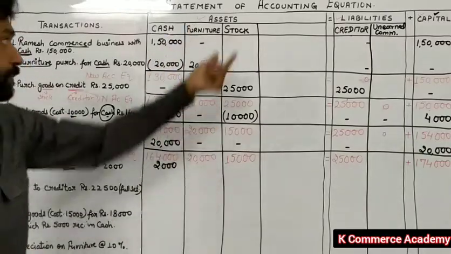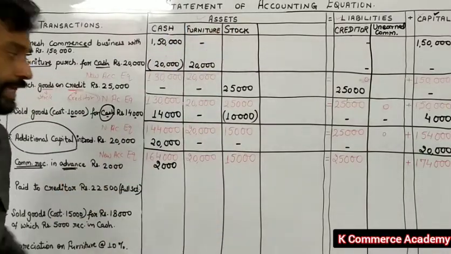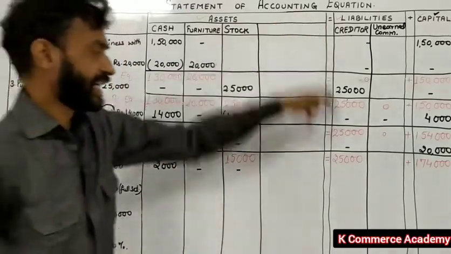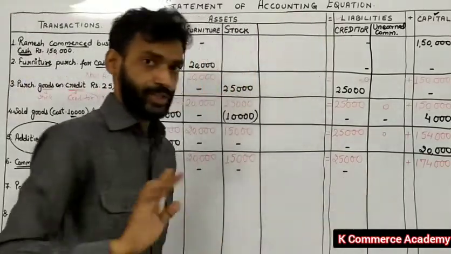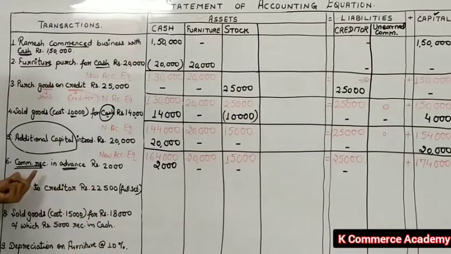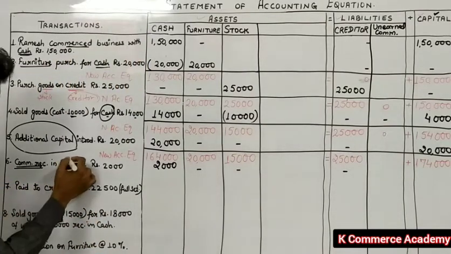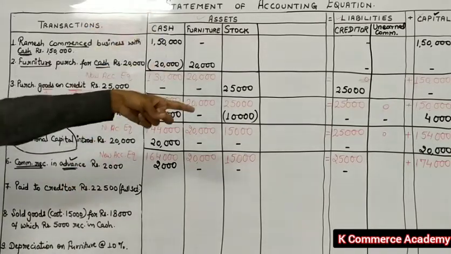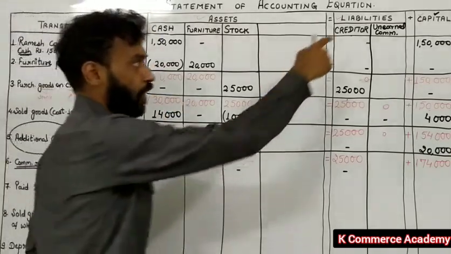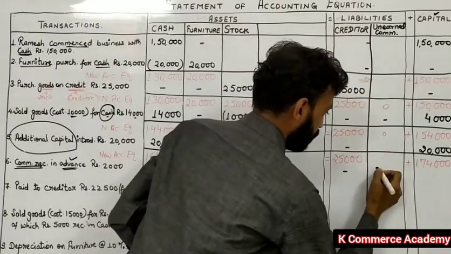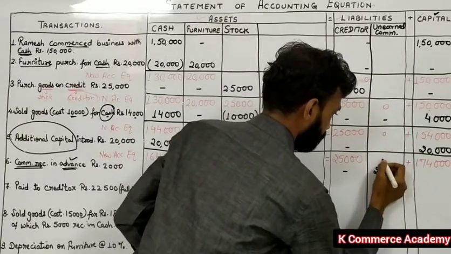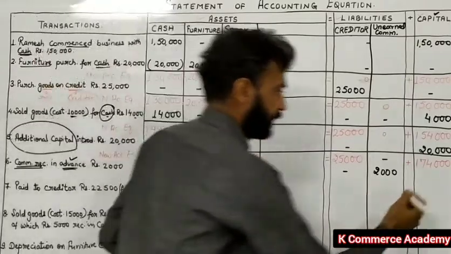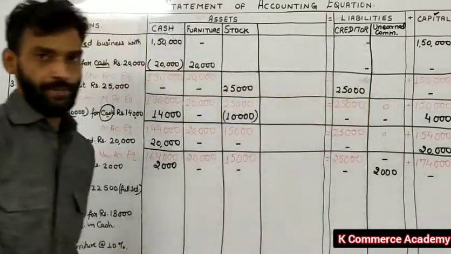Now in the furniture, in the stock, there will not be any change, neither inflow nor outflow. In the creditors, again there will not be any change. But as I told you, because this commission has been received in advance, and advance commission is a liability, so in the liabilities we have created a separate column for unearned commission, and here we will add rupees 2,000. A new liability has occurred, and again there will not be any change in capital.